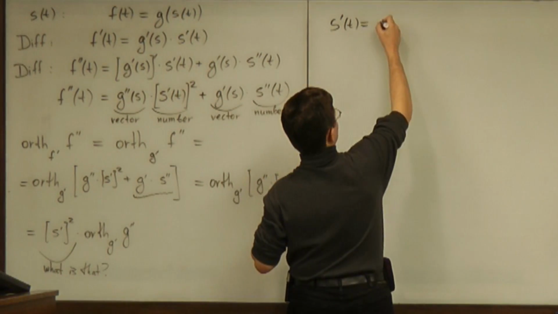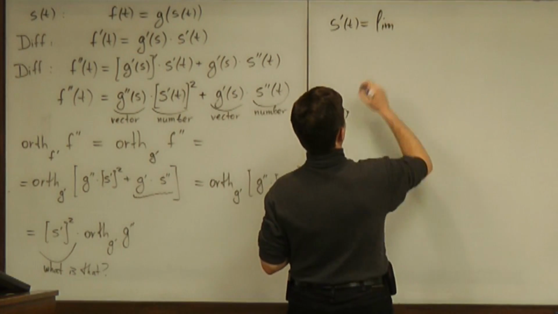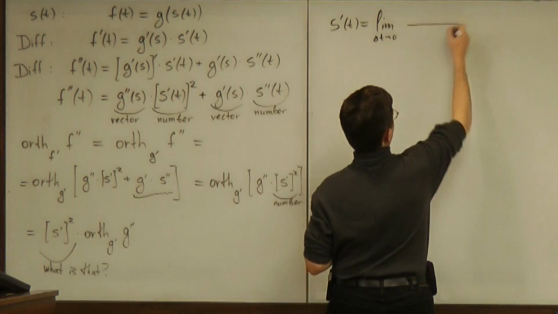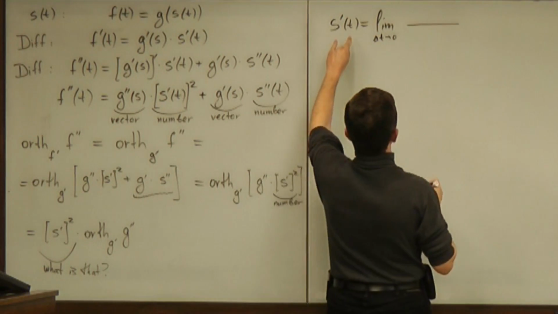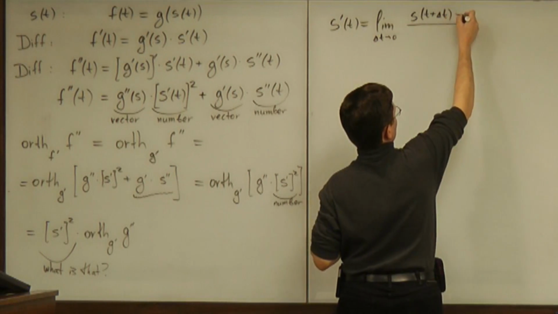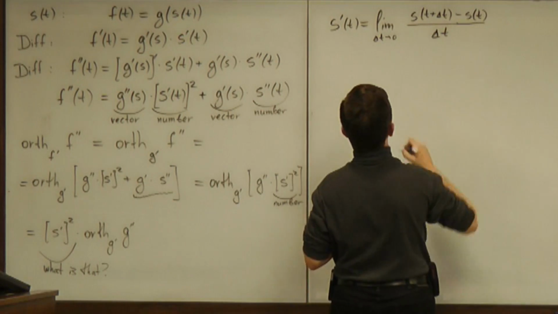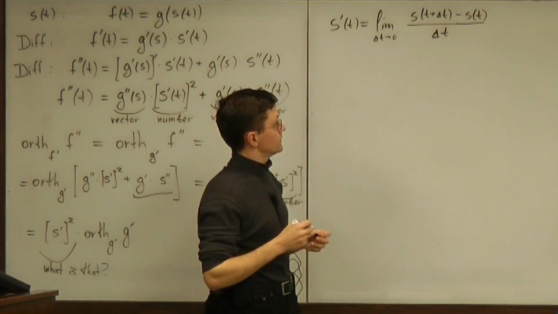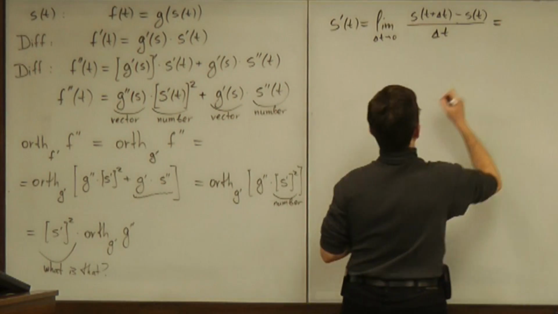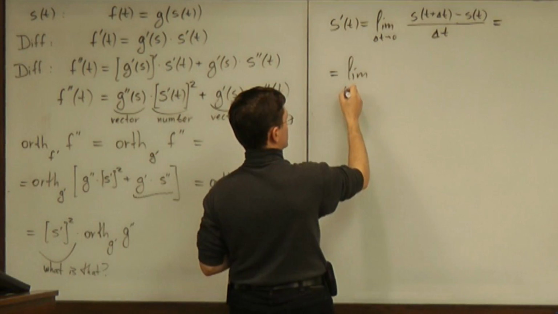Well, the way we'll do it is by saying, by definition, that derivative is the limit as delta t goes to 0 of the ratio, the change of the function s of t plus delta t minus s of t, divided by the change of the function t, simply delta t. That's the definition. And now I'll do a little trick, rewriting that fraction in a little different way.